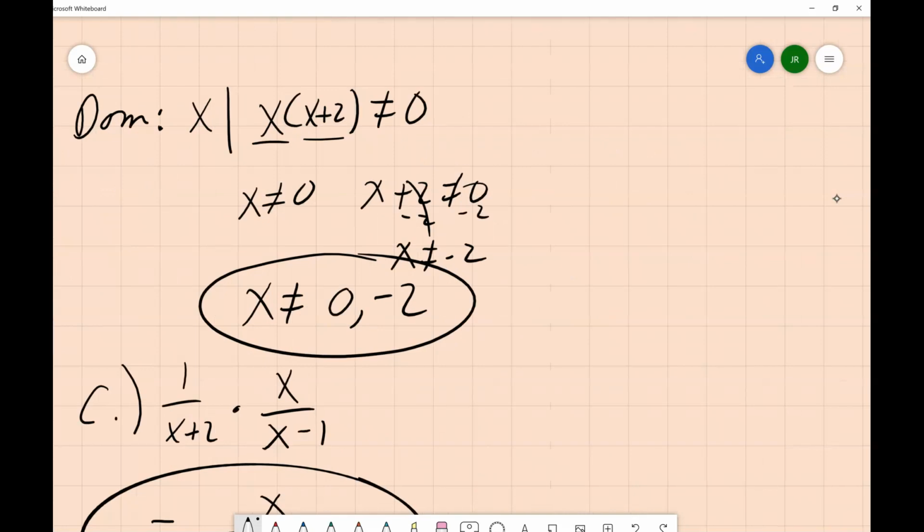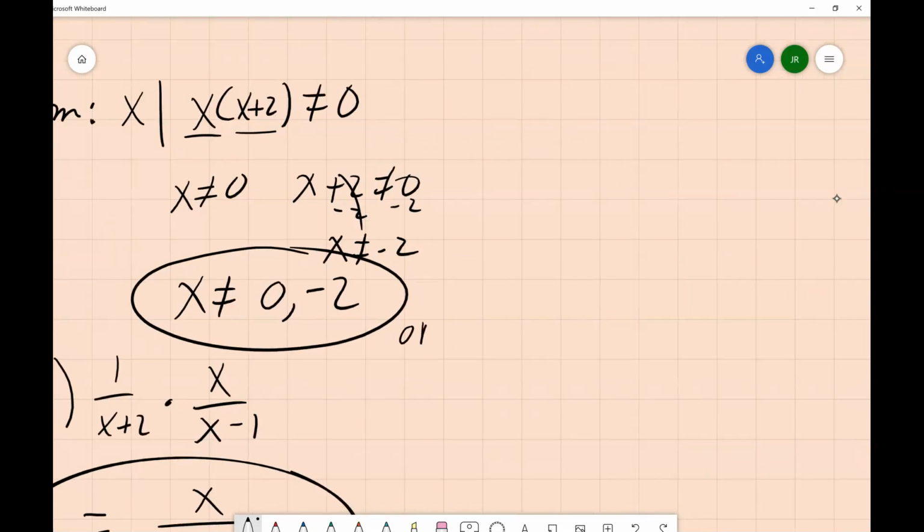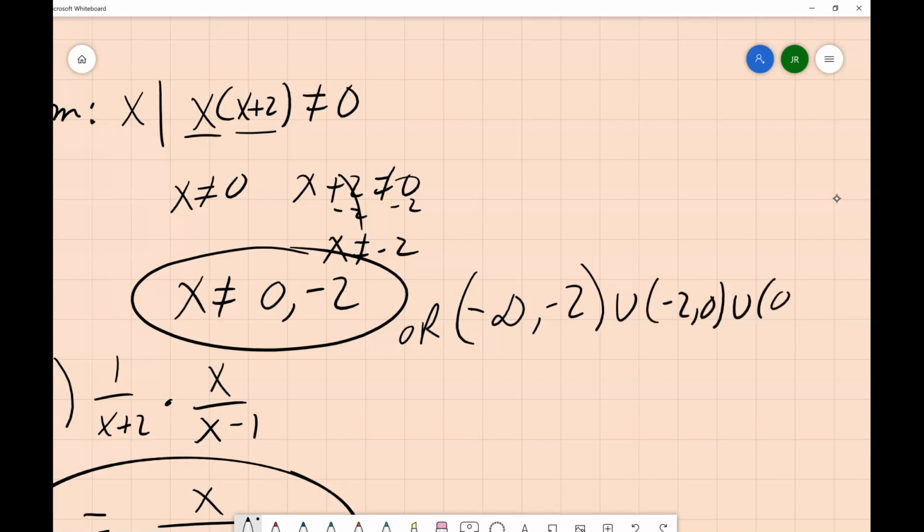Or as an interval, you could write it as negative infinity to negative 2. I wrote the negative 2 before the 0 because negative 2 comes before 0 as I work my way from left to right, starting at negative infinity. Union, negative 2 to 0. Union, 0 to infinity.